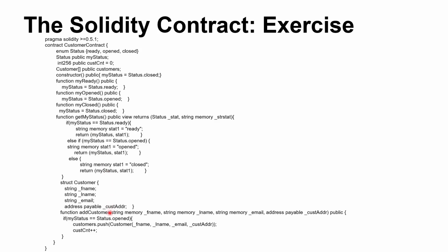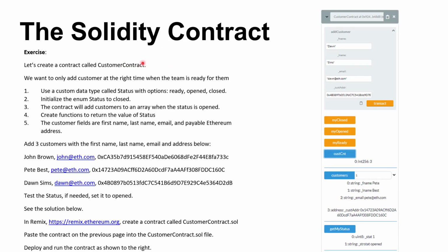So let's take a look at this. We can see customer addresses here. So obviously the name of this contract is customer contract. And here's the exercise here. So we're going to use Solidity.